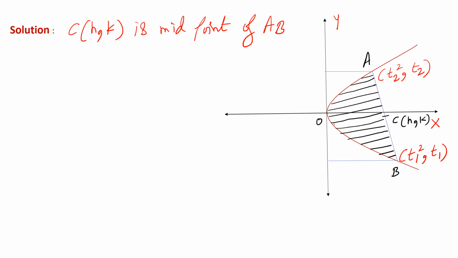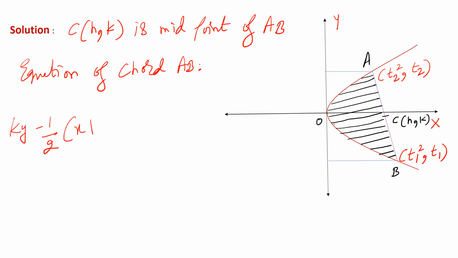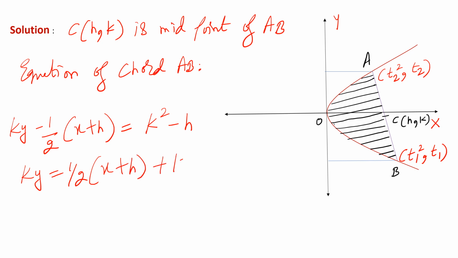Now for this parabola, the equation of chord AB can be written as ky minus 1 upon 2 into (x plus h) equal to k square minus h. This further becomes ky equal to 1 upon 2 into (x plus h) plus k square minus h. If I divide both sides of this equation by k, it becomes y equal to 1 upon 2k into (x plus h) plus k minus h upon k.